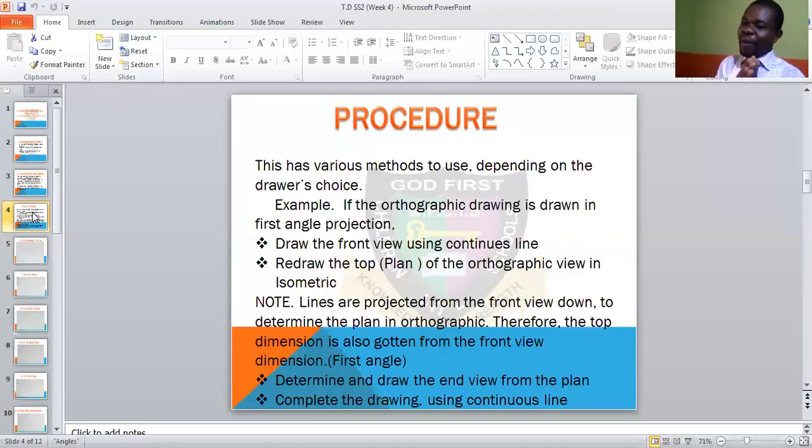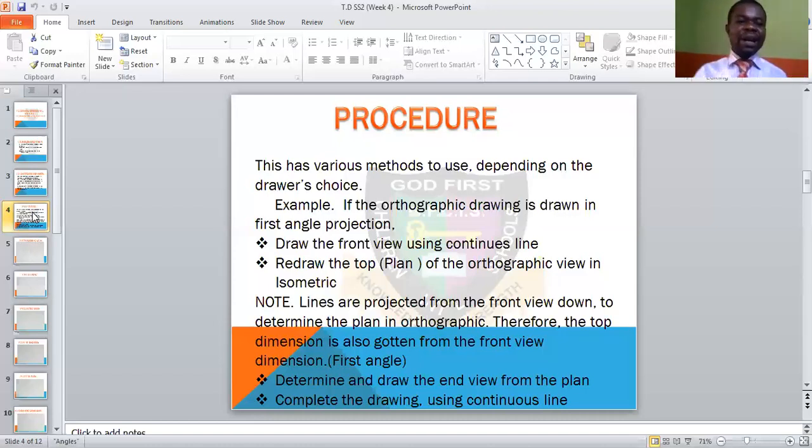Lines are projected from the front view down to determine the plan in orthographic. Don't forget this. Whenever you are drawing, remember lines come from the front elevation down to the plan. Therefore, the top dimension is also gotten from the front dimension, that is first angle. So the plan, that is the top view. Your plan that you now put will be determined by looking at the front view and how they got the plan. So the size there will be what will be fixed on top, while you are now drawing the plan in the isometric. Then determine and draw the end view from the plan. When you get the plan on the top, what is hidden there will be the end elevation. That is what we mean.